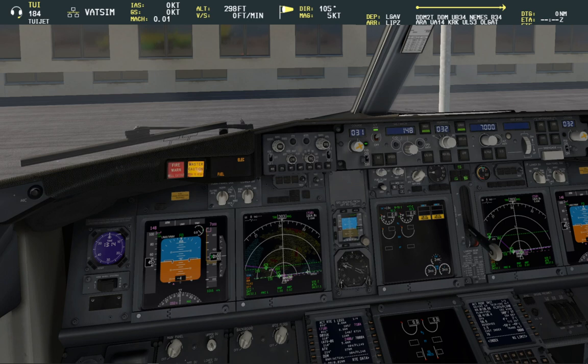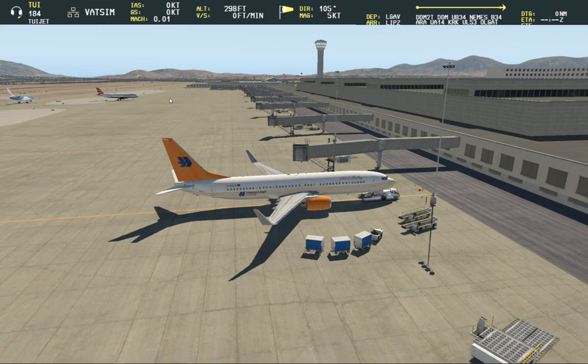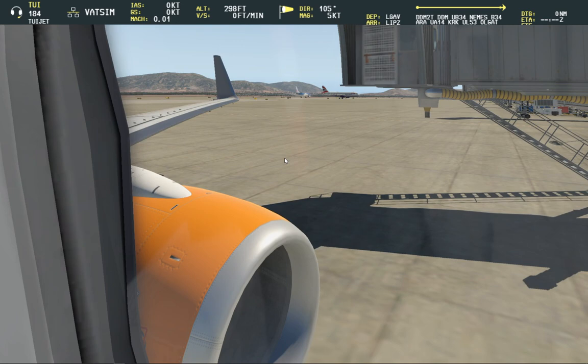Olympic 210, taxi via Juliet. Siberian 229, are we ready for taxi? Right, Charlie, hold short of hotel. We are still waiting for our pushback clearance because this guy is blocking us. Olympic 210. They're busy. Siberian 229, we are ready for taxi. Siberian 229, taxi holding point 03 left via Charlie, hold short of hotel. Taxi to holding point runway 03 left via Charlie, hold short of hotel, Siberian 229.